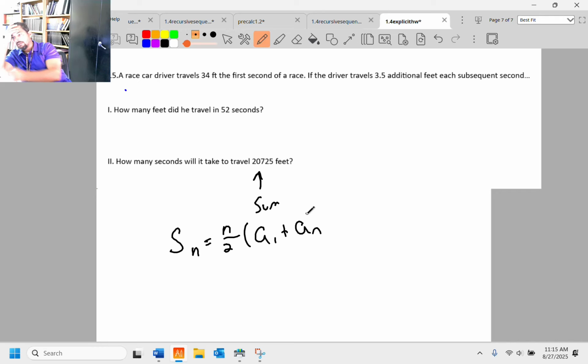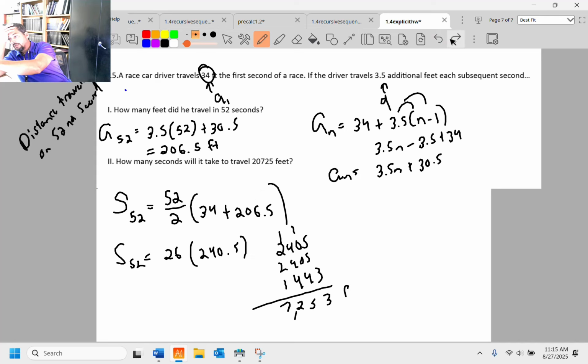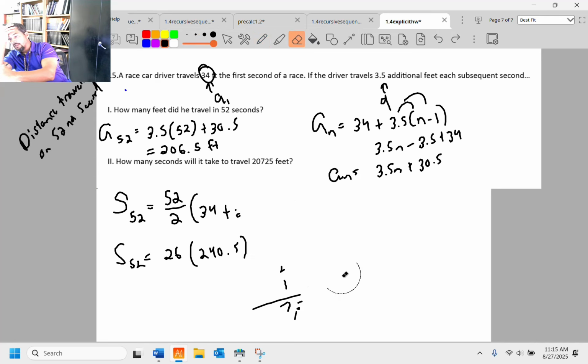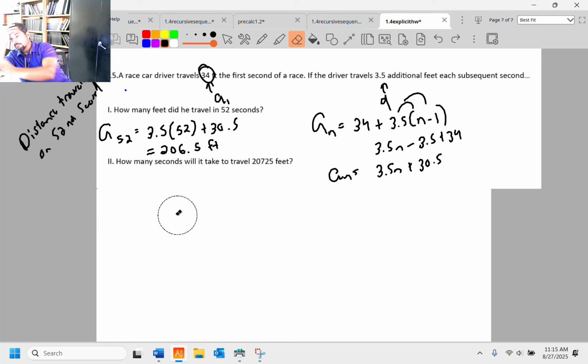Oh, man. I wish I hadn't undone that, because let me go back in time here. There it is. I'll need to leave that there. The sum of n things is n over 2 times the first term plus the last term.